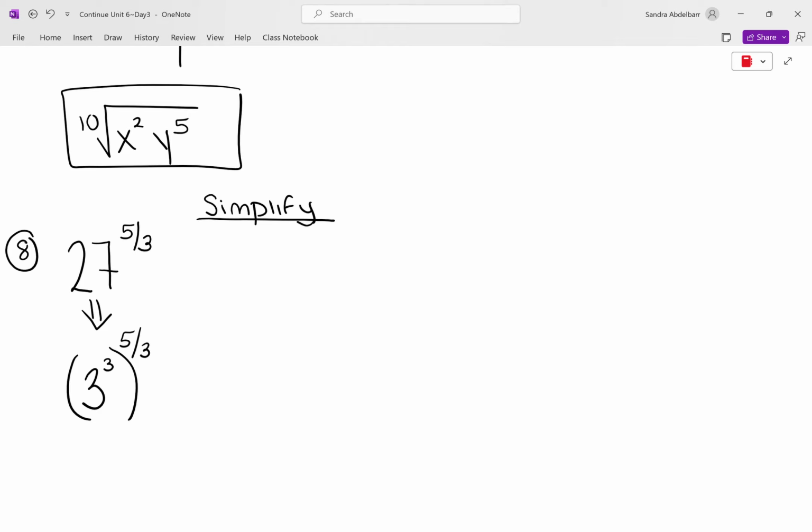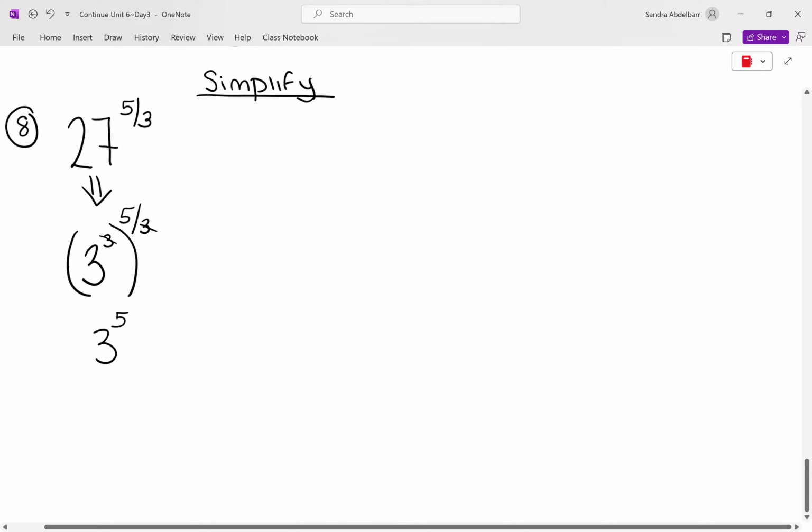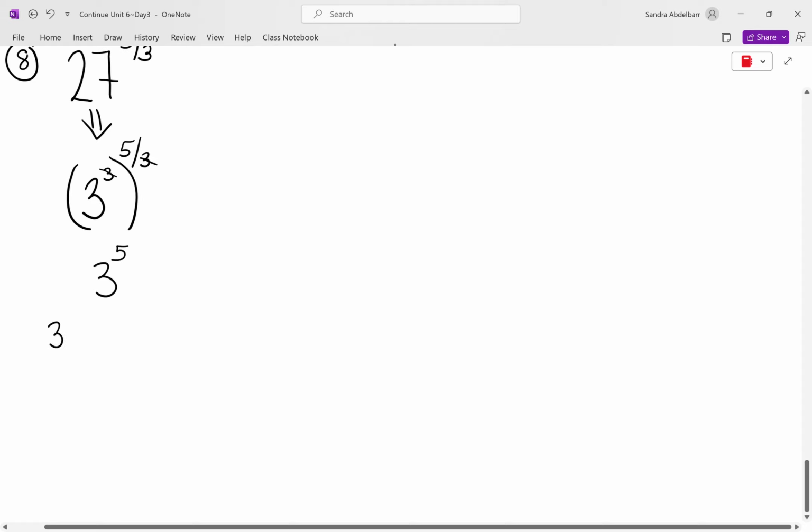Exactly, because when you have a power raised to a power, don't you multiply? And then ultimately, won't those just cancel? And that's how I chose the 3, because I wanted that denominator to cancel. So this is going to be 3 to the 3rd raised to the 5th. Well, power to a power, you multiply, those 3's cancel. So we're just left with 3 to the 5th power.